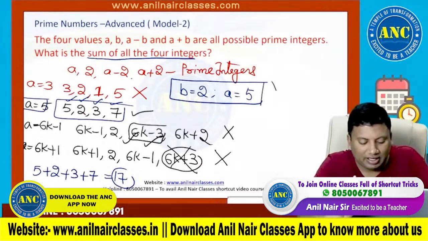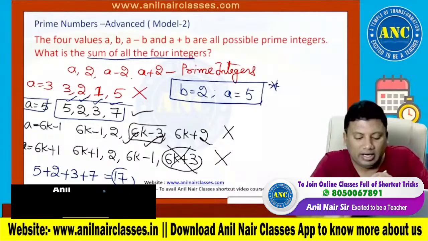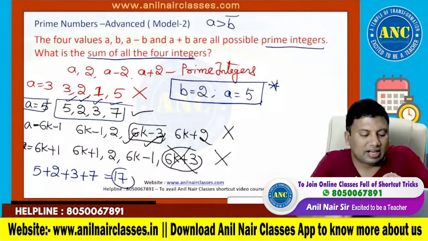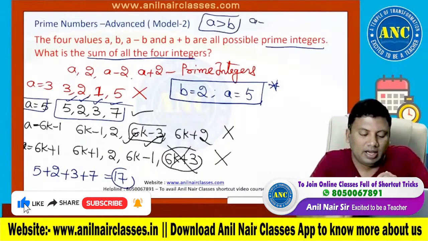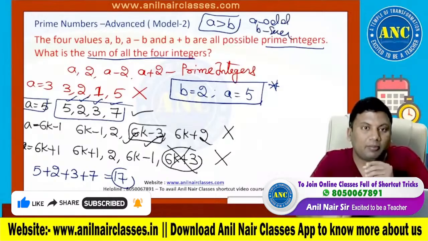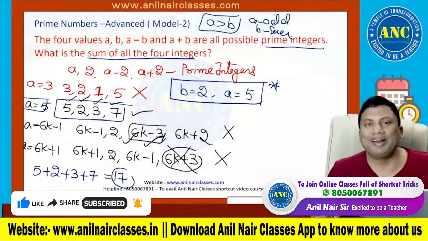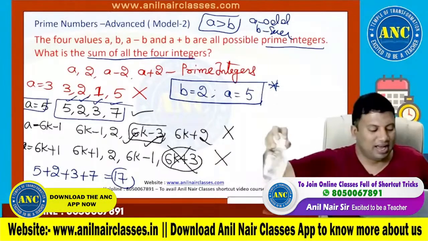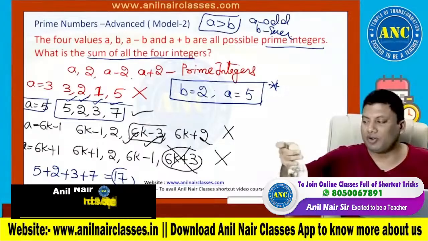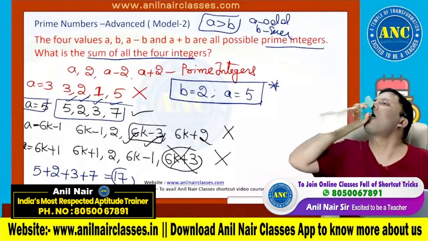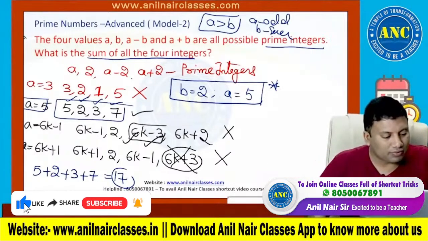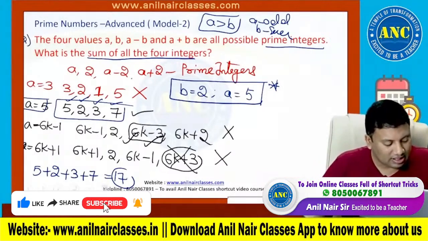How to find the values of A and B? Depending upon this statement, we got A is greater than B. A is greater than B. Definitely A will be an odd number and B will be an even number, because case number 1 and case number 2 are out. I hope the idea is clear. For each and every question, try to analyze it. Question number 2 done. Next, let us see question number 3.